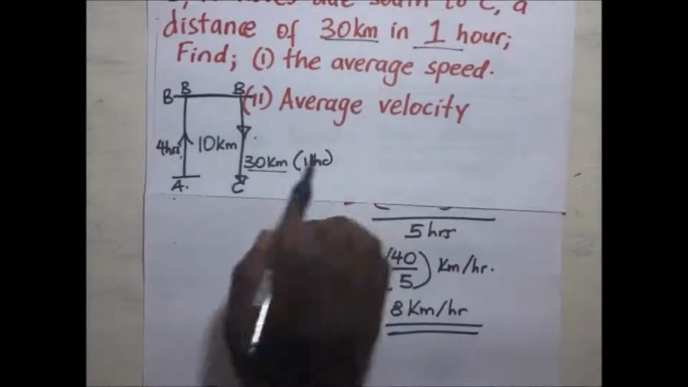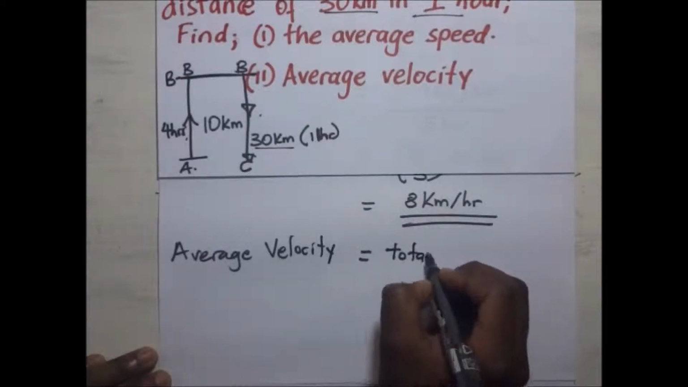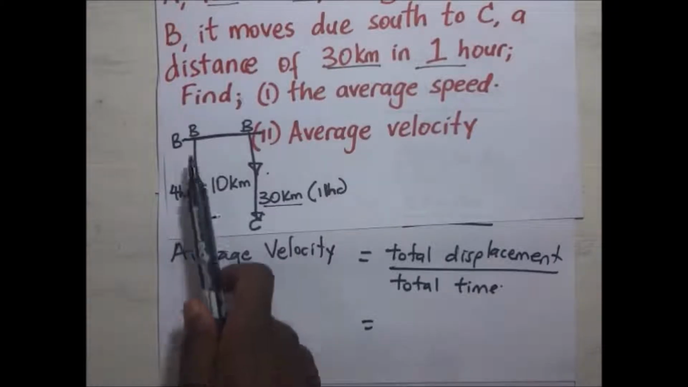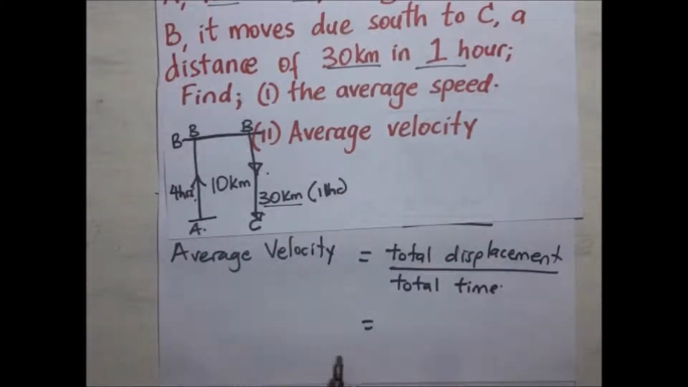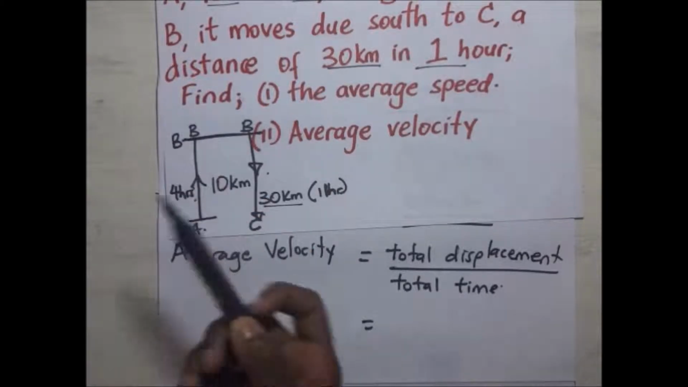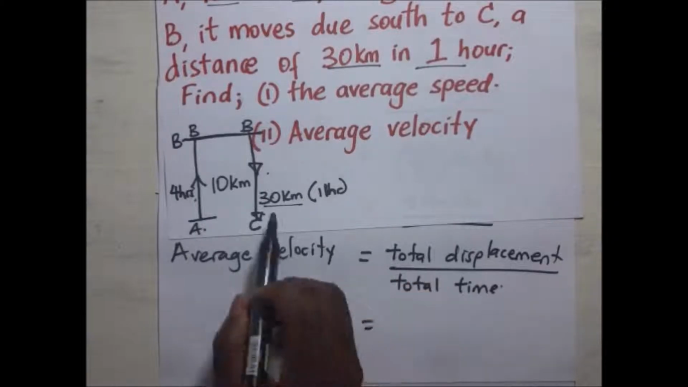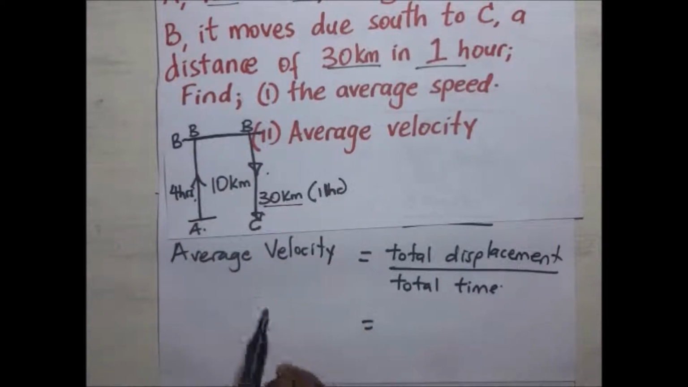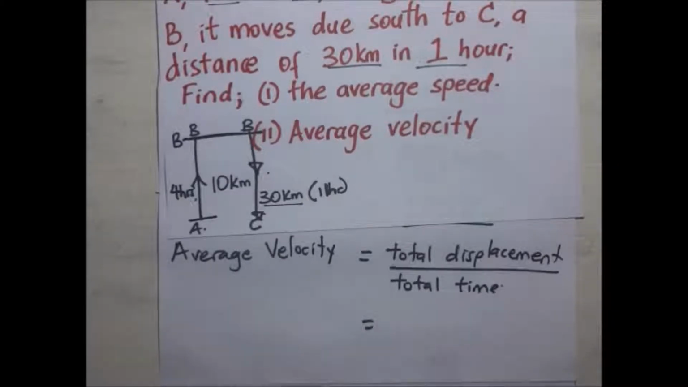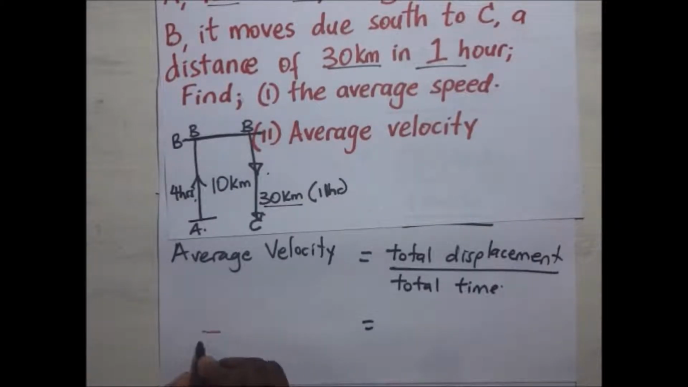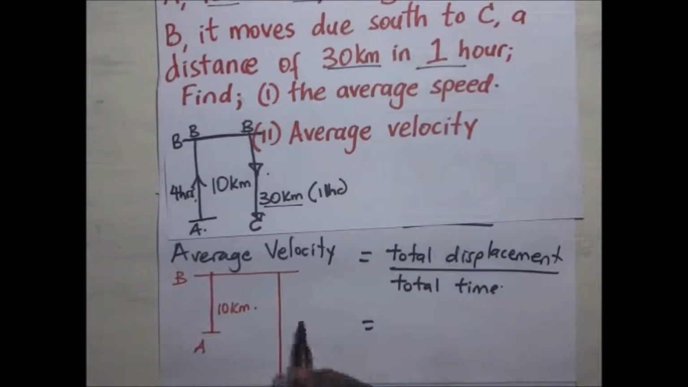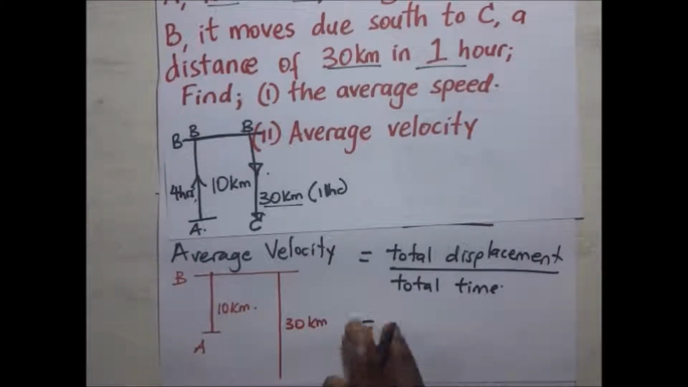Now let's look at the average velocity. The average velocity is going to be the total displacement. Now if you look at this, it moved 10 kilometers northwards, then 30 kilometers downwards. So if we restructure this, it is 10 kilometers up, then 30 kilometers down in the opposite direction. So what is the displacement from the point it started to C? If we redraw this to make the displacement clearer, this started from A, it moves up a distance of 10 kilometers. Then when it reaches point B, it moves down another 30 kilometers to point C.